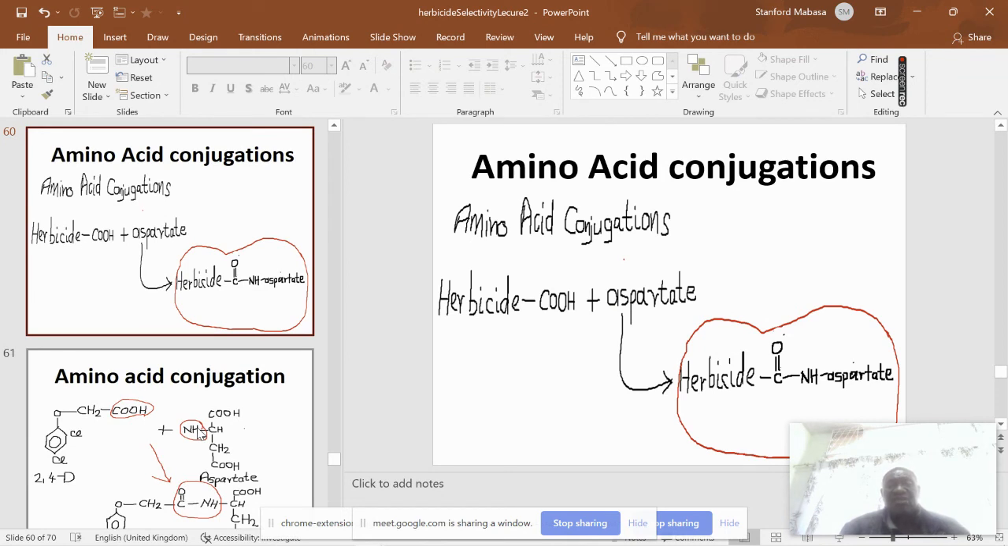Then the amino acid conjugations, we've got the herbicide with this acid can react with the aspartate and form herbicide aspartate. It will have this bond where you have carbon joined to oxygen, then NH.